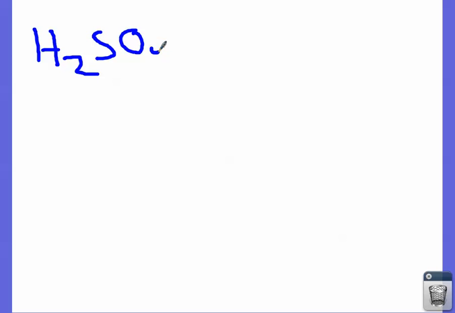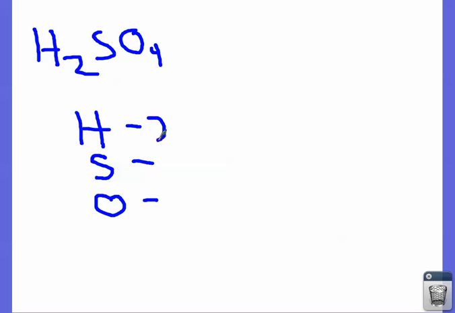H2SO4 is my substance. So I have H for hydrogen, S for sulfur, and O for oxygen, and then I go right to the periodic table, or I count up my number of atoms using my subscripts and coefficients first. No coefficient, so I don't need to worry about that. But I have 2 hydrogens, 1 sulfur, and 4 atoms of oxygen.